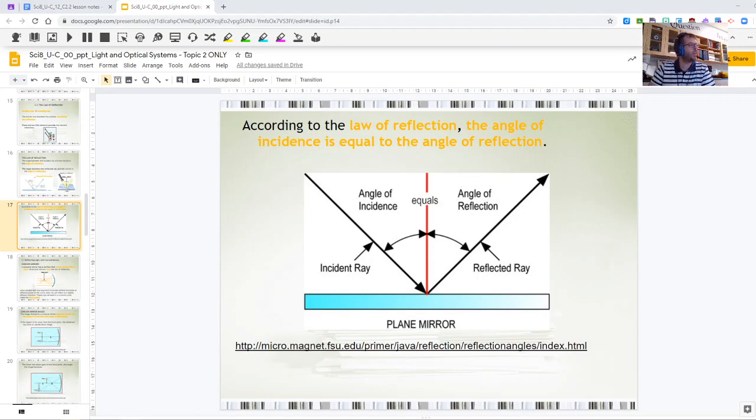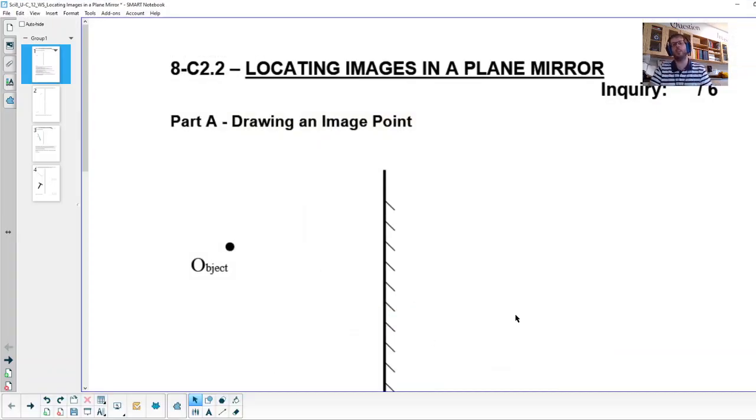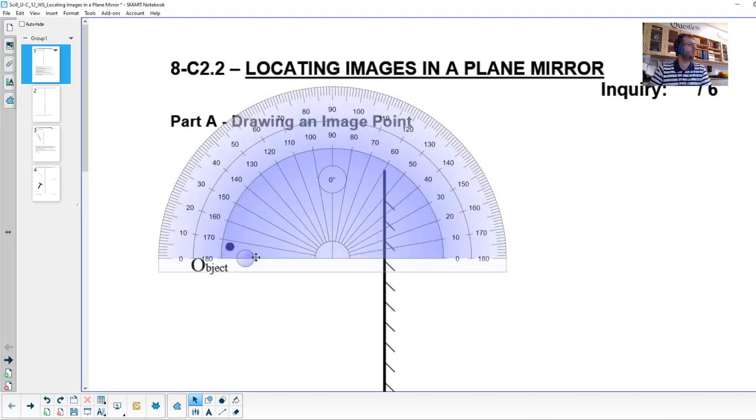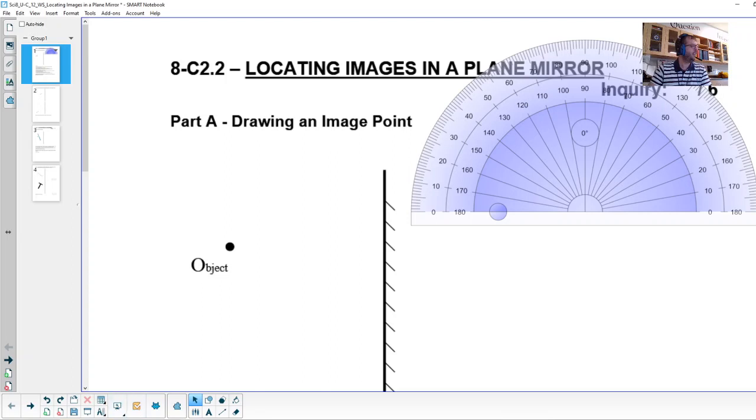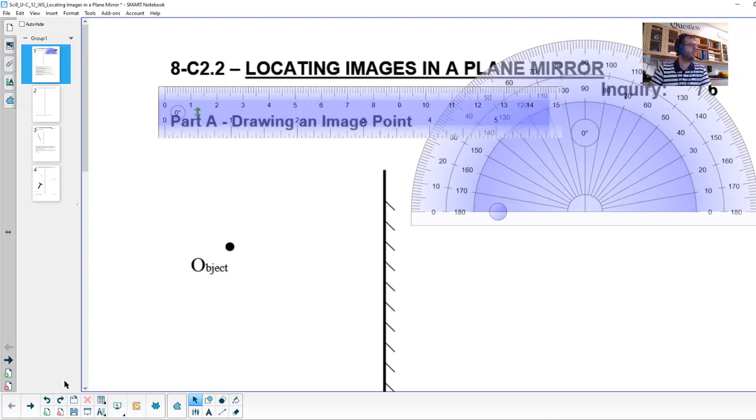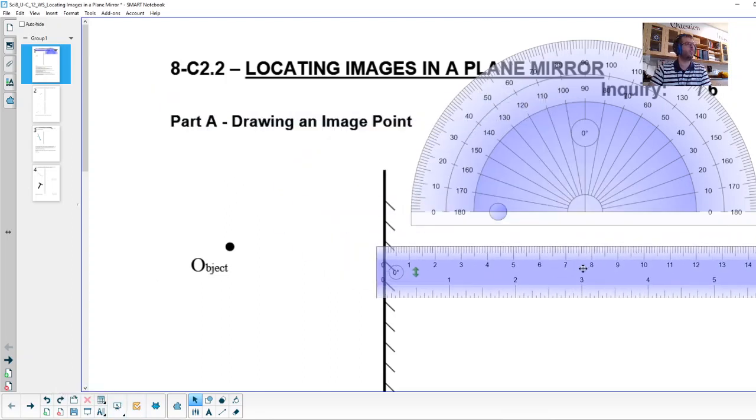But there's a lot more that can be done with that information that we'll be exploring, looking at our assignment here, locating images in a plane mirror. There's geometry and mathematics behind how we can use that information. So you need to grab two tools. You'll need your protractor, that's the guy that looks like that in your geometry kit. And you could probably be well served here as well to grab yourself a ruler.